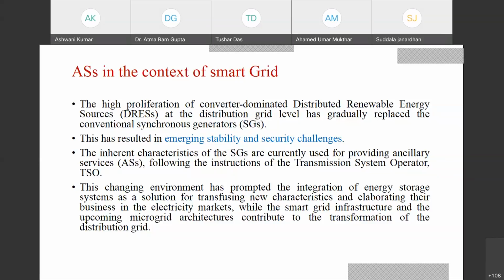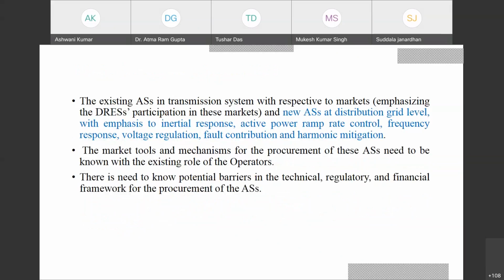Okay, so definitely there is a change in the complete operation of a system throughout the globe with the introduction of the smart grid technology. So ancillary services in the smart grid have emerged as important issues that need to be taken into account in future, and there is a huge scope of research in this area. So existing ancillary services, what will be the new ancillary services at a distribution level with the integration of the renewable energy sources? We have more areas to ponder upon: the inertial response, the active power ramp control, okay, how actively you can adapt the power in a system to meet the demand.